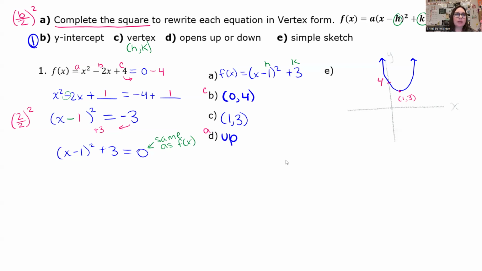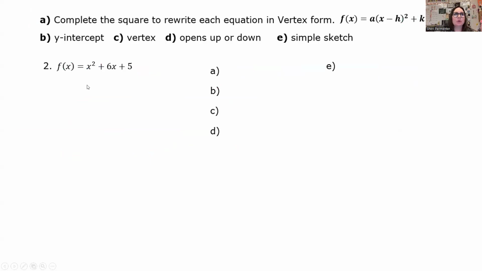All right, don't tune me out quite yet because we're not done. Next example. So I'm going to complete the square, but before I ever even do that, first, I can figure out my y-intercept. What is it? (0, 5). I can also tell you if it opens up or down. Tell me. Up.